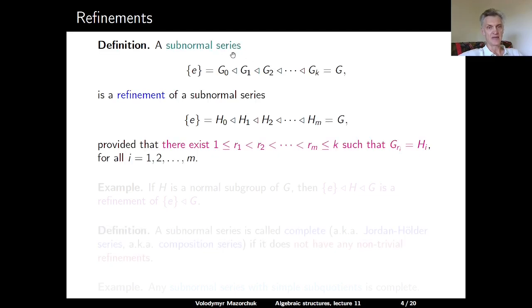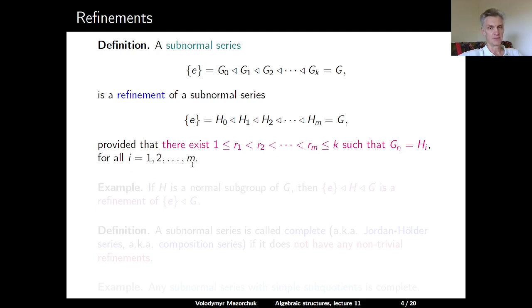Definition: a subnormal series G0, G1, G2, and so on is a refinement of a subnormal series H0, H1, H2, and so on. Both of them are subnormal series in the group G, provided that there exist r1 greater than or equal to 1, then r2 greater than r1, and so on, rm, which is greater than r_{m-1} and less than or equal to k, such that G_{r_i} is equal to H_i for all i between 1 and m.